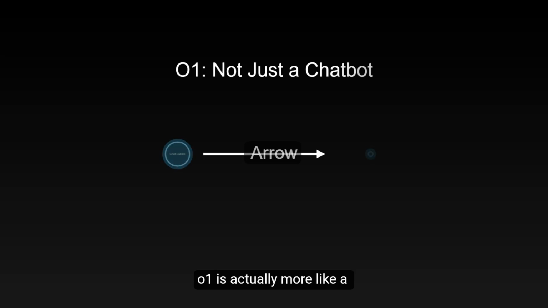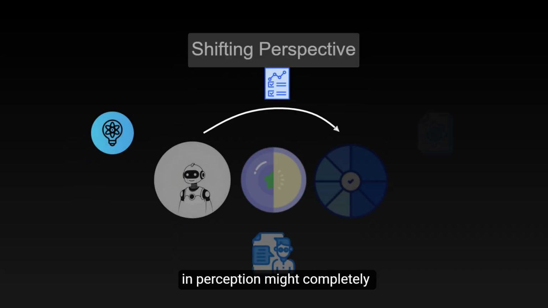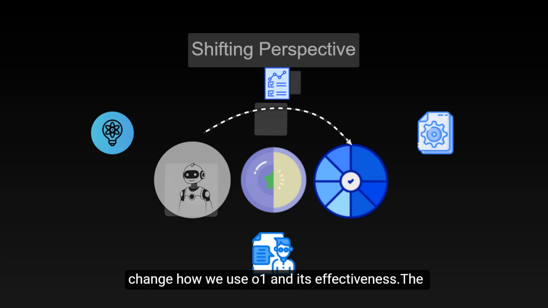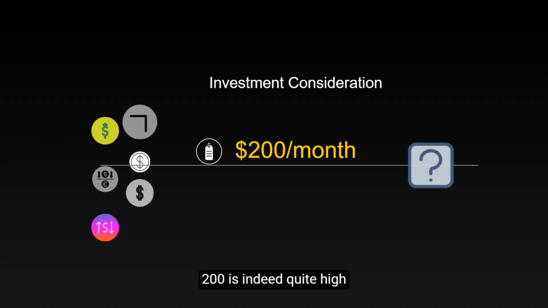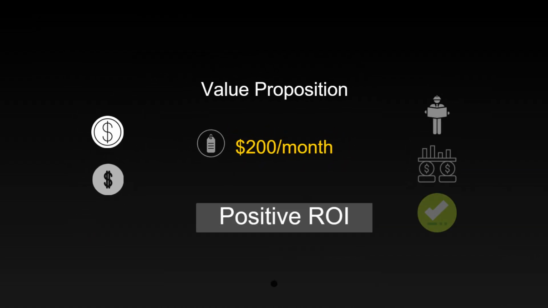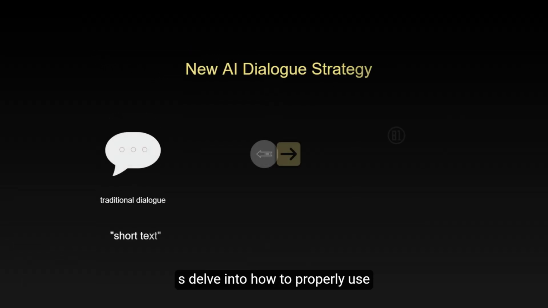O1 is actually more like a report generator than a chat assistant. This shift in perception might completely change how we use O1 and its effectiveness. The monthly subscription fee of $200 is indeed quite high, but if it can replace some of the working hours of human engineers, this investment might be worth it. Let's delve into how to properly use O1.